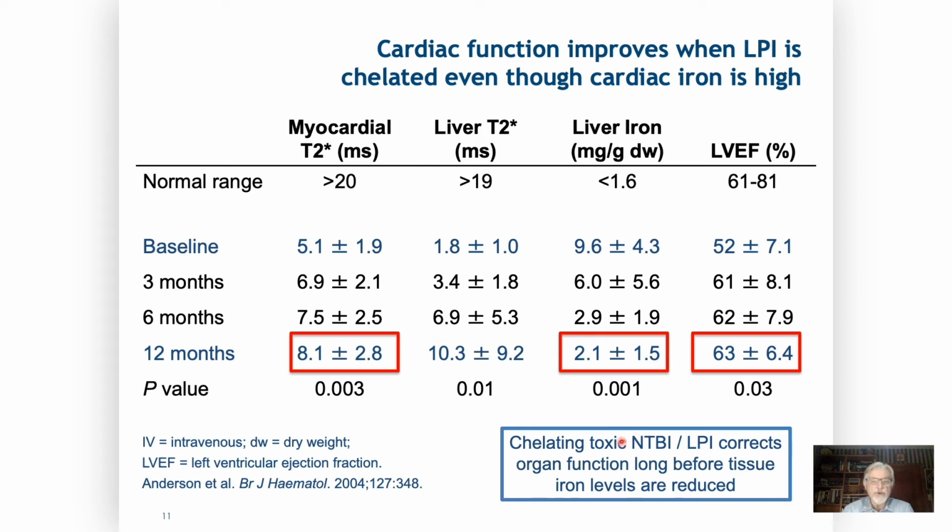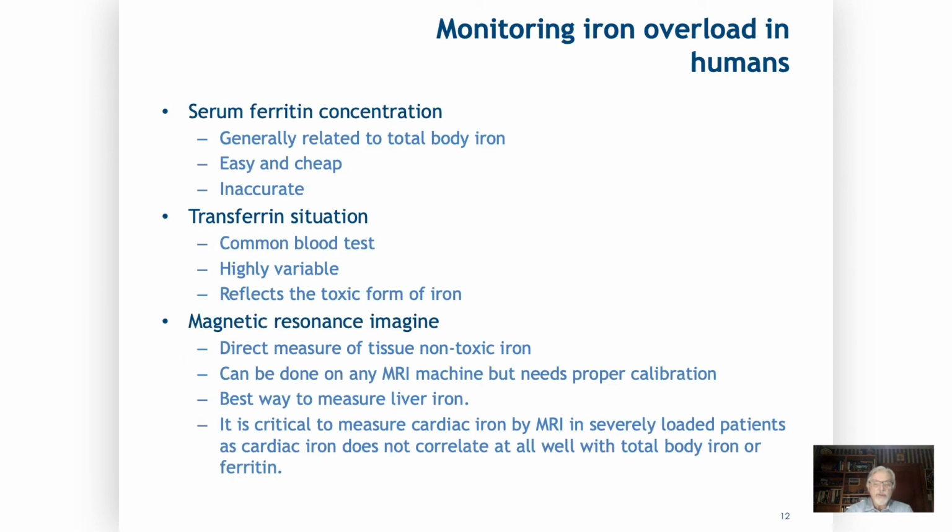So the moral of the story is chelating toxic circulating iron corrects organ function long before the tissue iron is reduced. How do we monitor iron overload in patients?